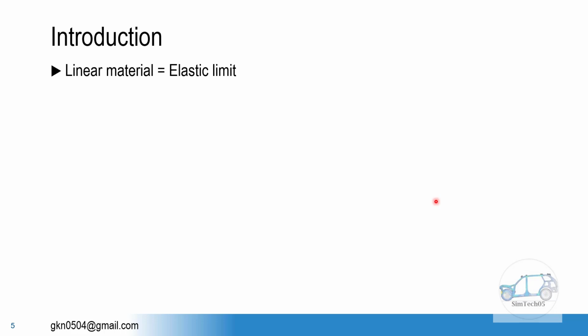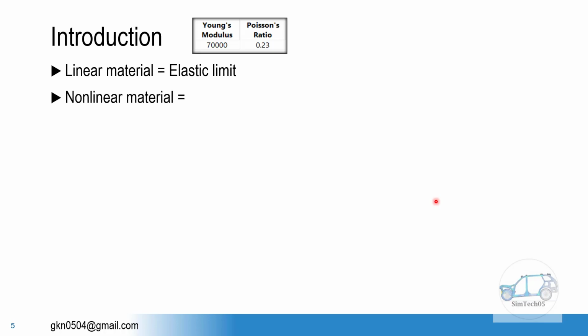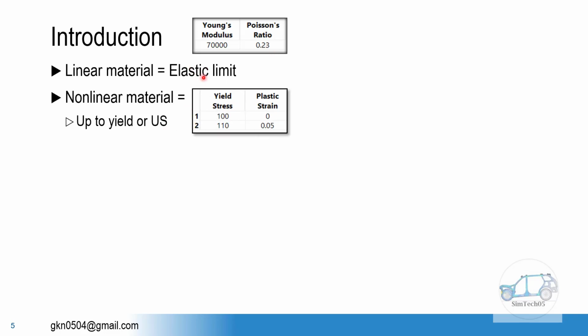See, for the linear analysis, what parameters do we have to define? Material parameters. We have to define only the elastic limit with the Young's modulus. Here we can see. If you want to perform non-linear analysis, here I am talking about material non-linearity, not contact and geometric non-linearity, then along with the Young's modulus and Poisson's ratio, what do we need? We need the plastic parameter.